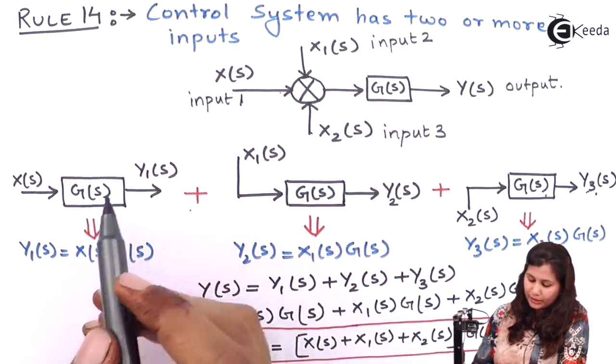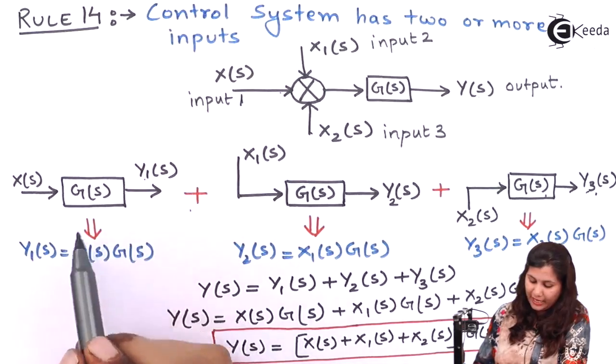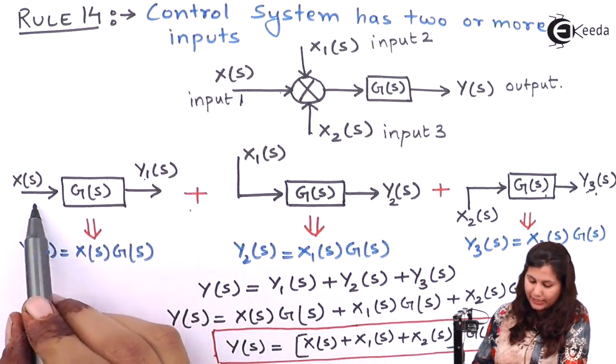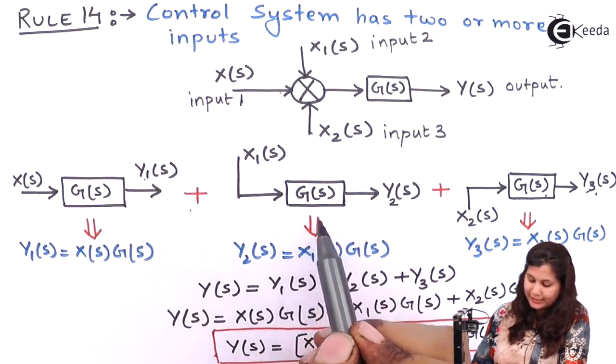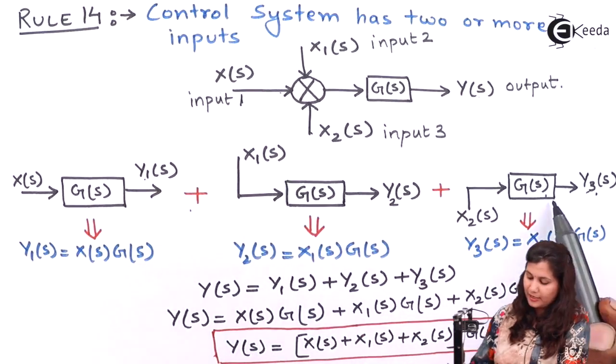So let's write the equations for these 3 diagrams. First we have Y1s equal to Xs Gs. For the second we have Y2s equal to X1s Gs. For the third we have Y3s equal to X2s Gs.